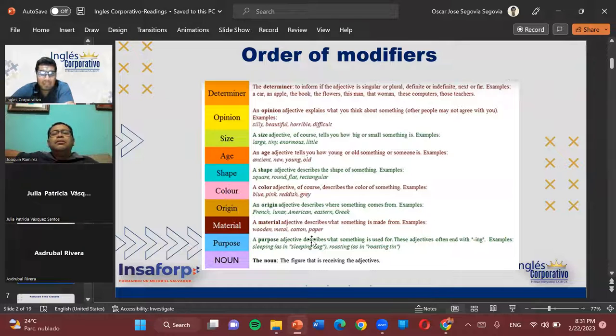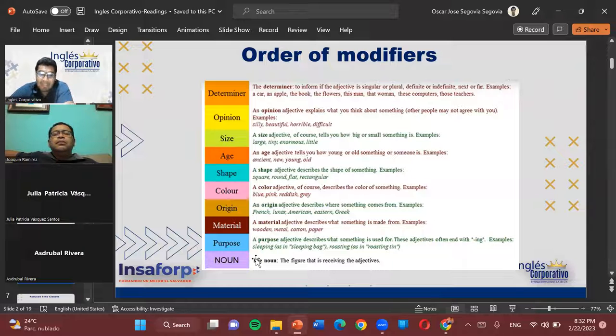Then we have the purpose. When we talk about a purpose, it is an adjective that describes what something is used for. These adjectives often end with -ing. Examples: sleeping, as in a sleeping bag, roasting, as in roasting tin. So here, it's very common that these purpose adjectives are not going to be joined by any other adjective. It's very common that the only modifier they are joined to is going to be the color, or shape.